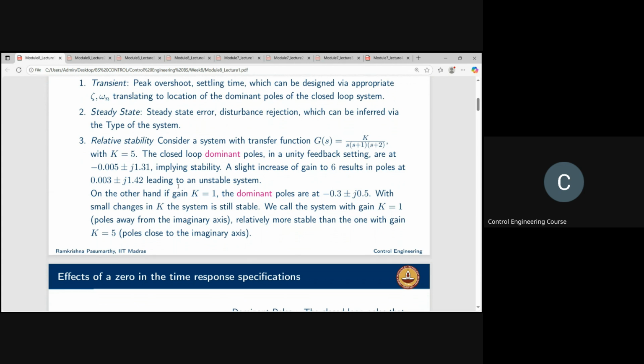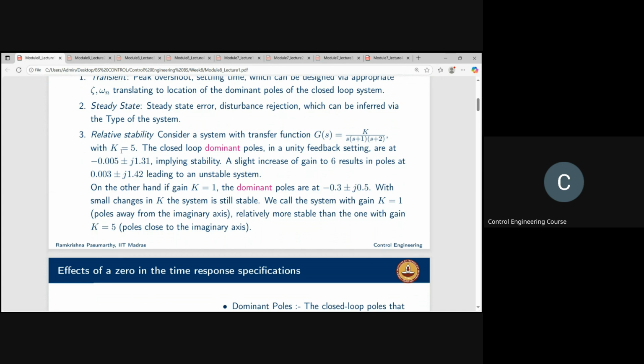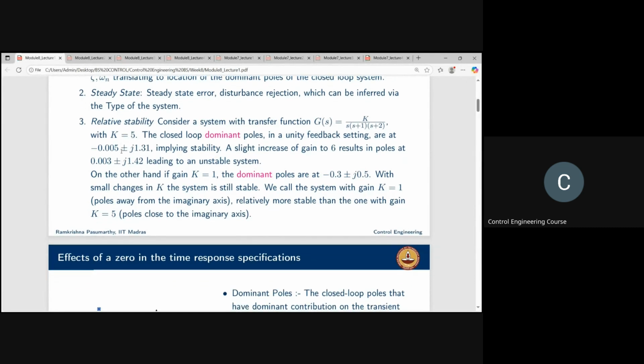Even with gain 5, from 1 to 5 is a 5-fold increase. Even with a 5-fold increase in gain, the system is still stable. Whereas compared to here, when k equal to 5 changes to k equal to 6, it is changing only by a small ratio, which is 6 by 5, which is 1.1 something. So the gain margin at k equal to 1 is high. Got it?